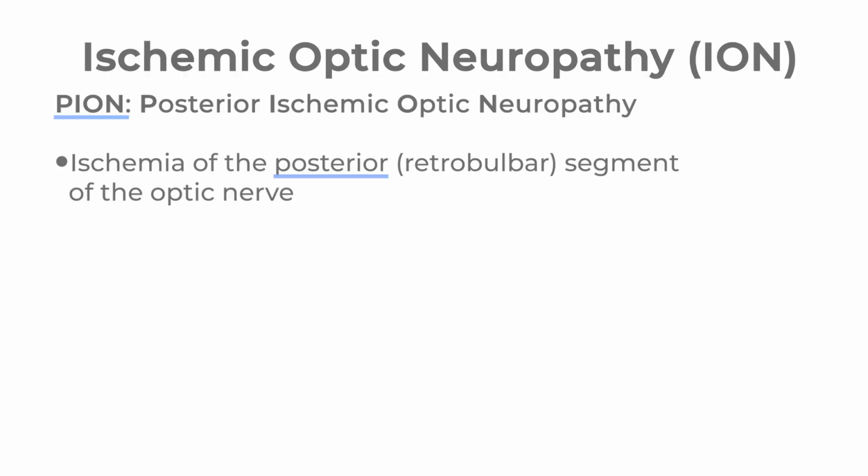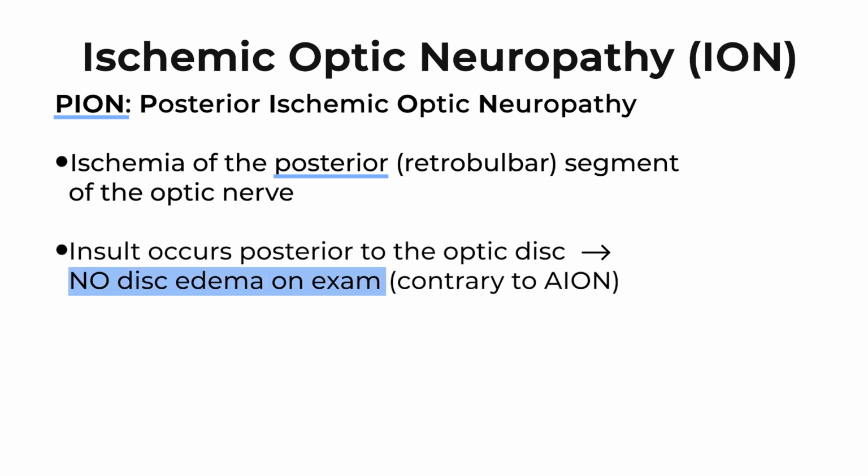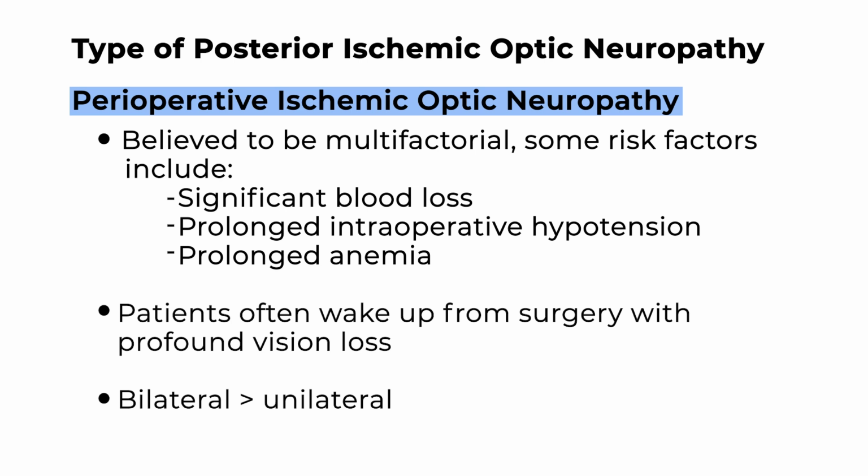In posterior ischemic optic neuropathy, there's hypoperfusion of the posterior aspect of the optic nerve. So that's why on exam and in the acute setting, you're not going to see disc edema. In fact, many times, other than a relative afferent pupillary defect, the eye may look normal. An interesting type of PION is perioperative ischemic optic neuropathy. And this is where there's inadequate blood supply to the optic nerve that can lead to vision loss. It's believed to be multifactorial, but some risk factors include significant blood loss, prolonged intraoperative hypotension, and prolonged anemia. Patients often wake up from surgery with profound vision loss. It can be unilateral, but it's often bilateral.